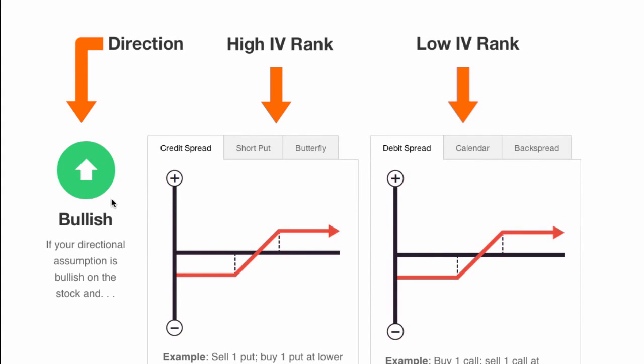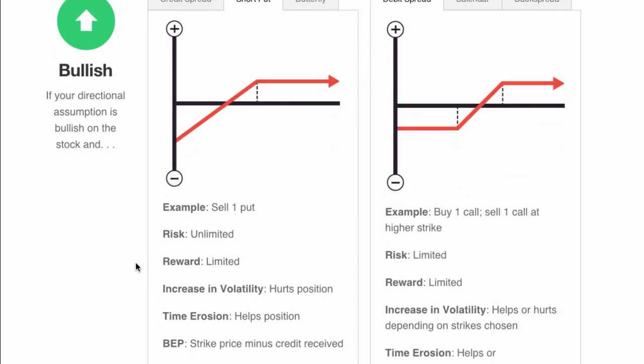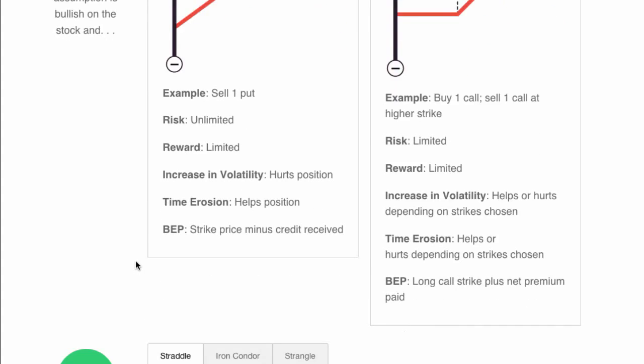So in this case, if you're bullish and the IV rank is high, then you choose one of these three strategies. If you're bullish and the IV rank is low, then you choose one of these three strategies. And you can quickly click through all of those strategies and see how they set up and what their risk reward is, time erosion, break-even price, etc.